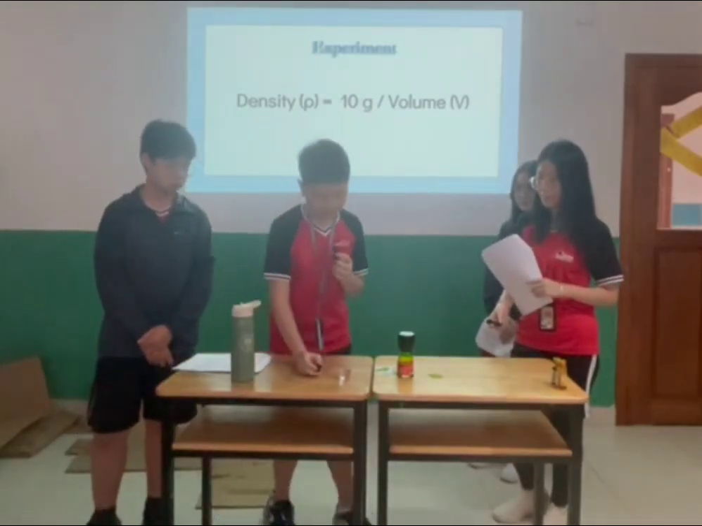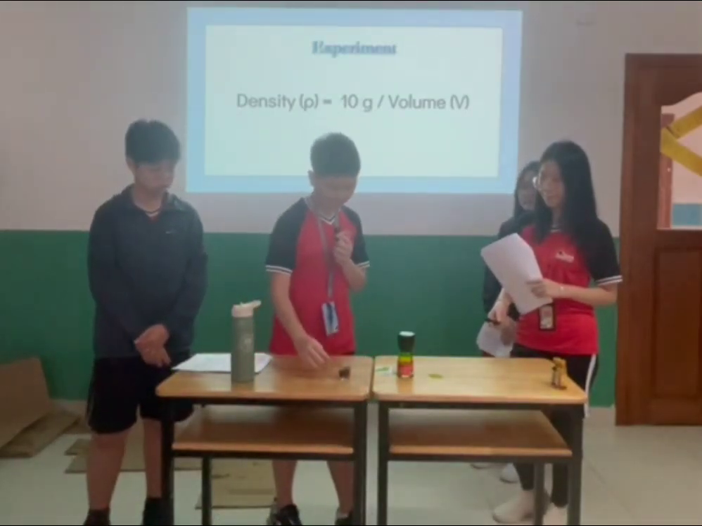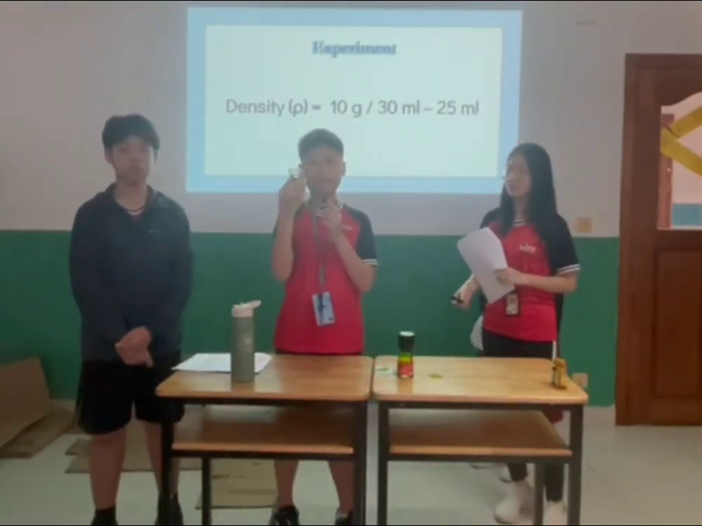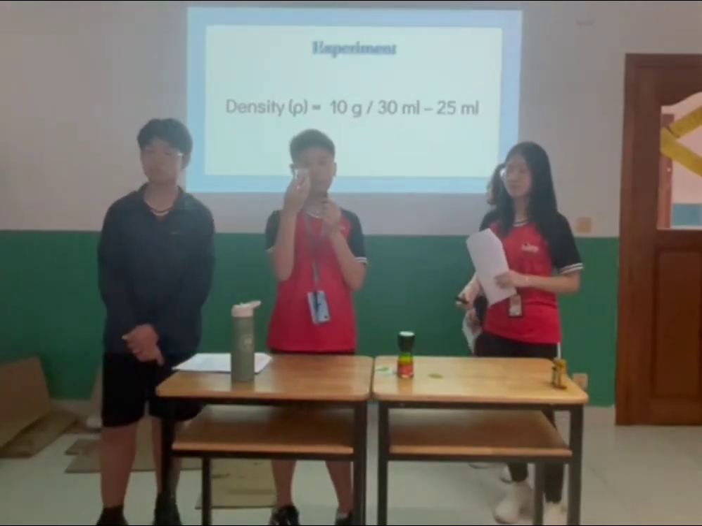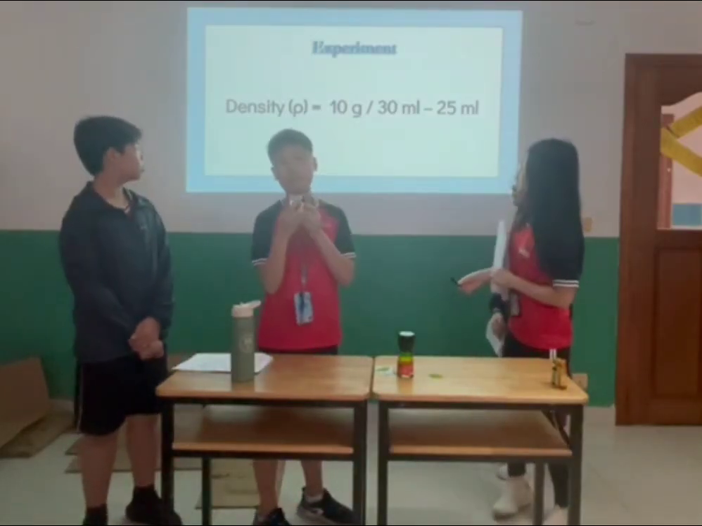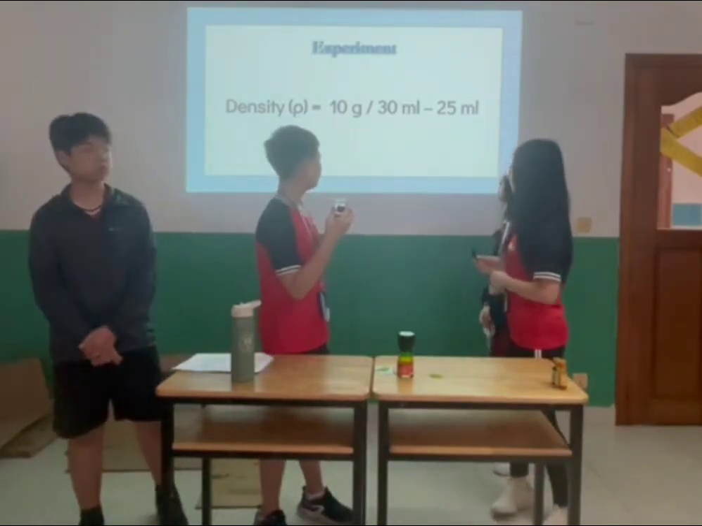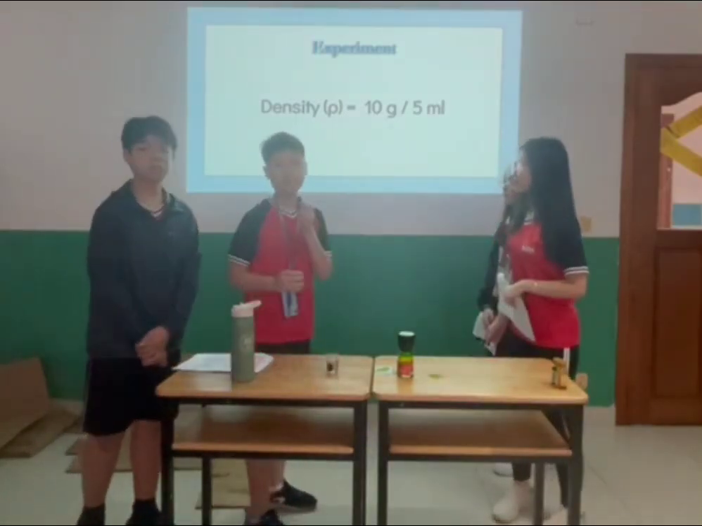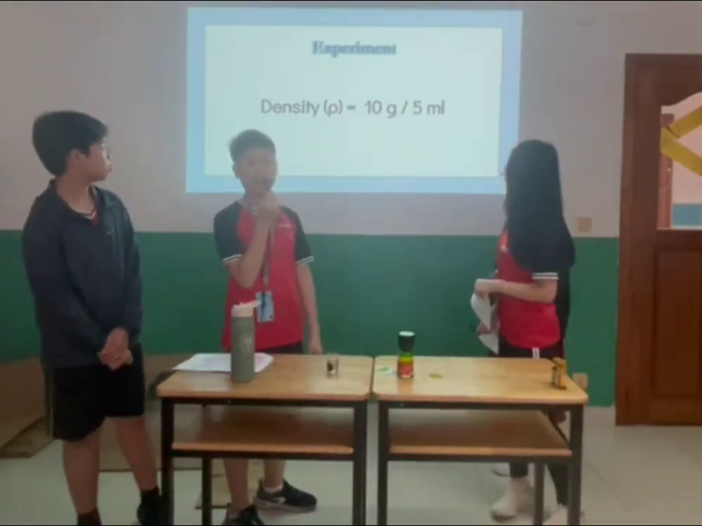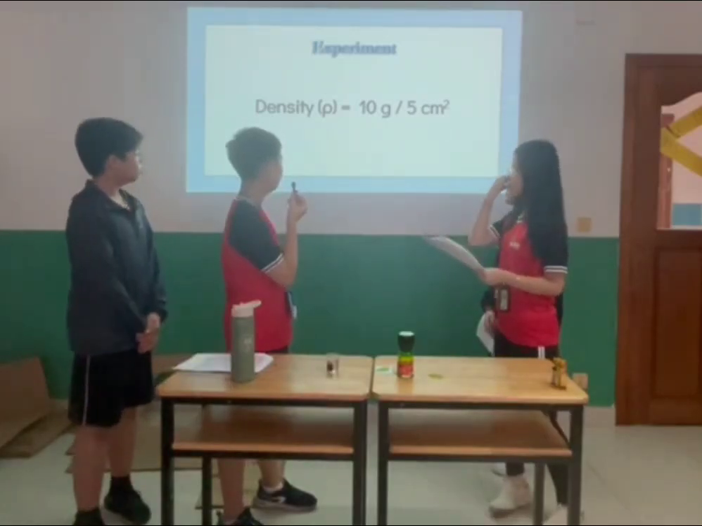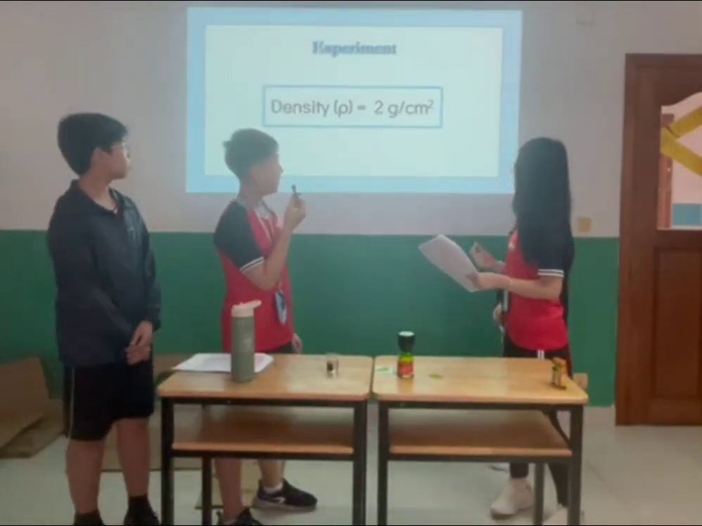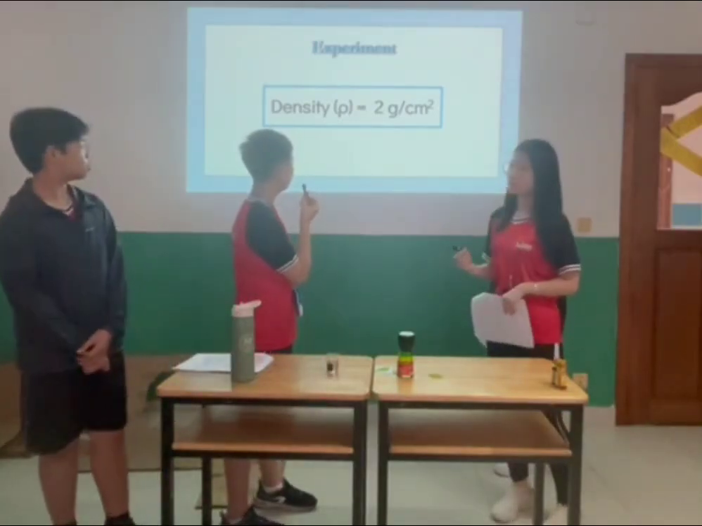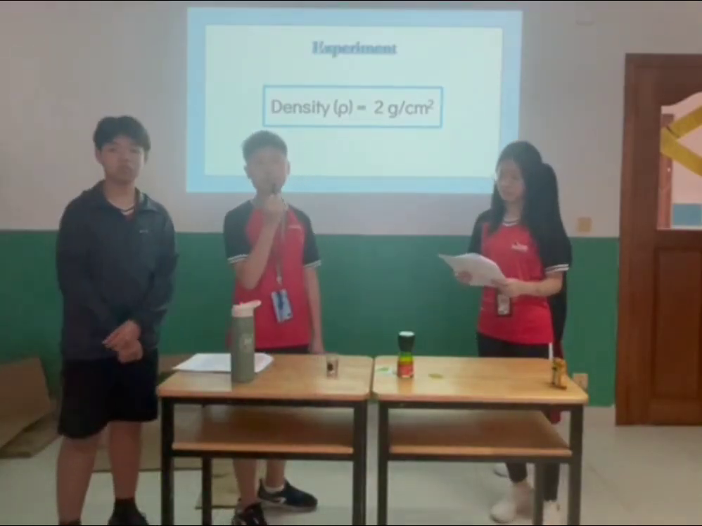So if we drop this eraser in the water, the water level goes from 25 milliliters to 30 milliliters. So 30 milliliters minus 25 equals 5 milliliters. So 10 grams divided by 5 milliliters equals 10 grams divided by 5 centimeters cubed, which is equal to 2 grams per centimeter cubed.